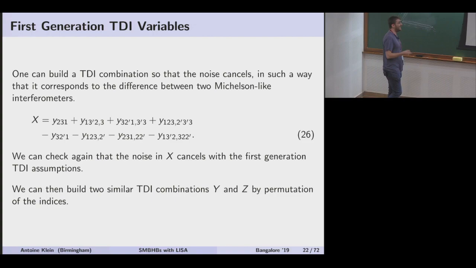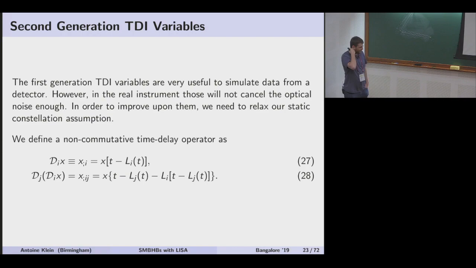But if we relax the assumption that the spacecraft are static, then we can no longer cancel the noise like this. But we can still construct different TDI variables that will have the noise almost cancel in those combinations.